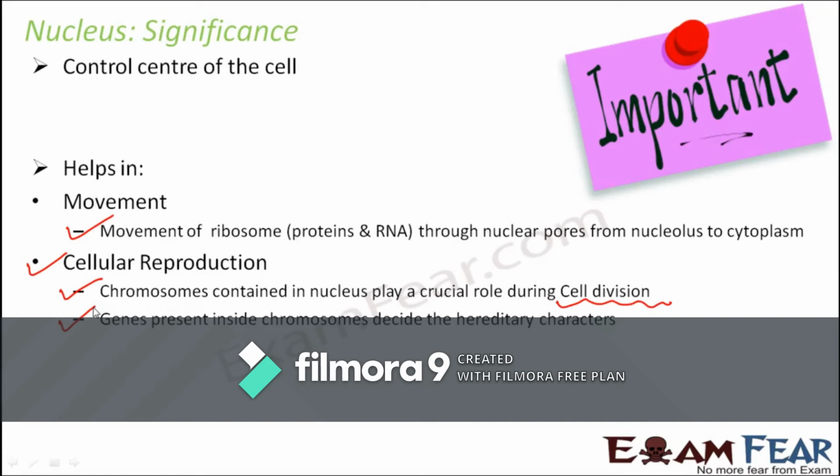Now if cell division doesn't happen, then what will happen? New cells will not be formed. So in that case, life will stop existing, because for life to exist, cells should keep on multiplying. More and more cells should be formed. So for formation of new cells and also for the inheritance concept, the nucleus plays a very important role, and that is why the nucleus is called the control center of the cell, because without the nucleus, your cells will stop multiplying and as a result, life will stop existing.